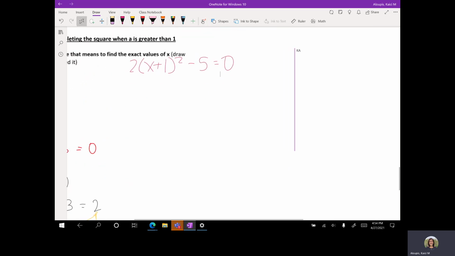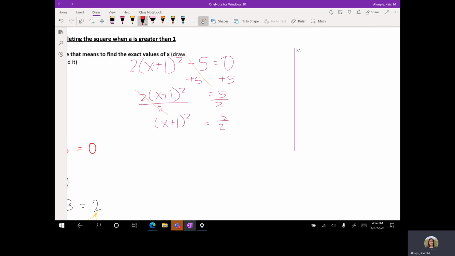Okay, now we've got to solve. Remember, we add 5 to both sides to get rid of that 5 and put it on the other side. Not get rid of, but you know. We're going to reverse PEMDAS, so we undid the addition and subtraction. Now let's undo the multiplication. Let's divide by 2 on both sides. So now we have x plus 1 squared is equal to 5 over 2, because those canceled out.